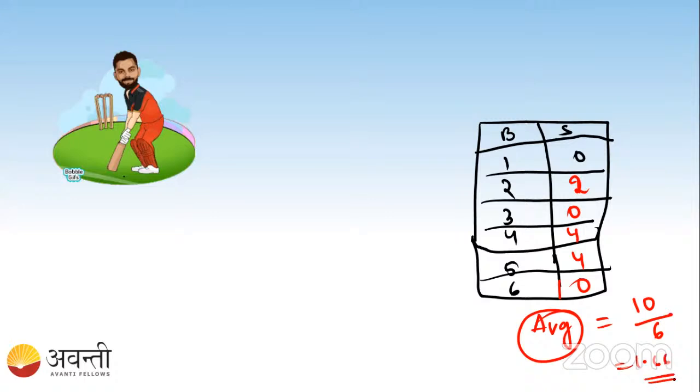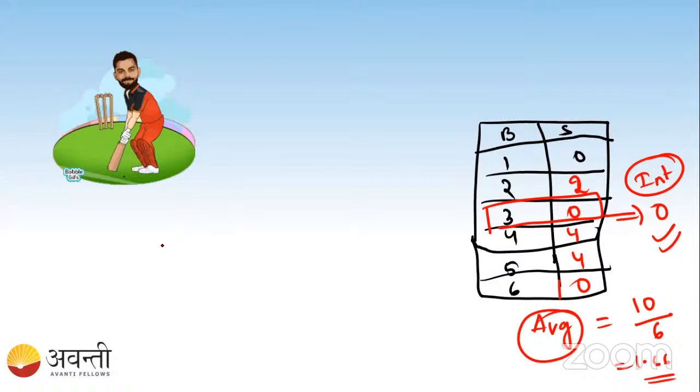1.66, right? But in the same way, if I ask you what was the run scored by Virat Kohli in the third ball, it is 0. So at a particular instant of the ball, you are getting one value, and when you are talking about the average, you are getting another value. So average and instant are completely two different things.